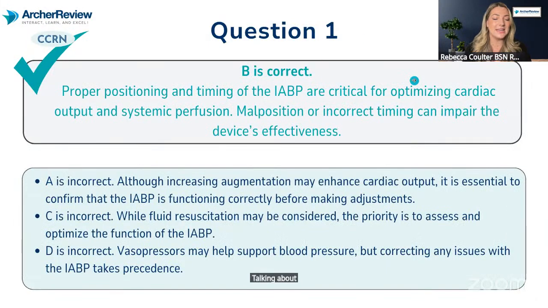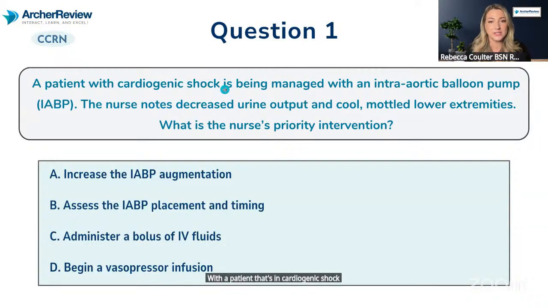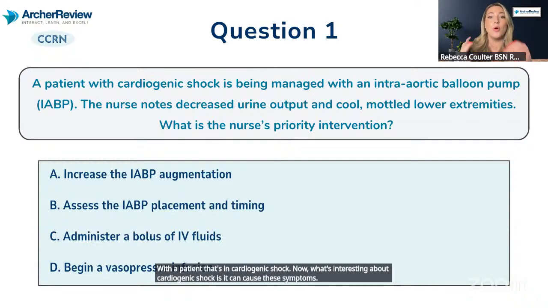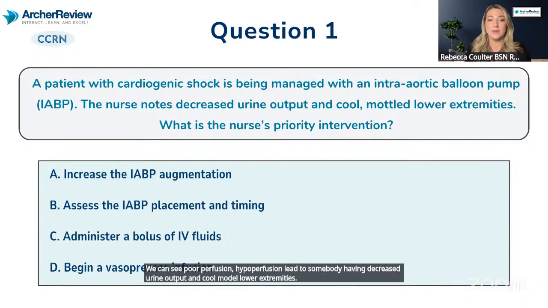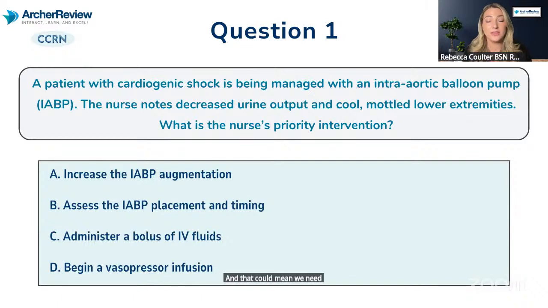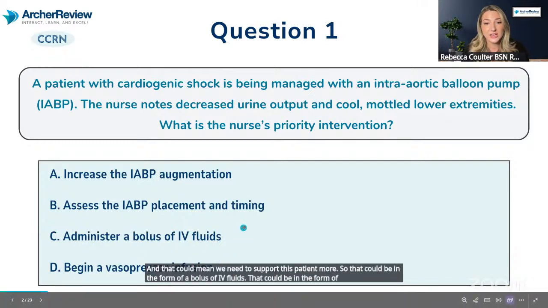So B is correct. What we saw in this question, I'm going to come back here to the question. We see this decreased urine output and cool, mottled lower extremities with a patient that's in cardiogenic shock. Now, what's interesting about cardiogenic shock is it can cause these symptoms. We can see poor perfusion, hypoperfusion, lead to somebody having decreased urine output and cool, mottled lower extremities. And that could mean we need to support this patient more. So that could be in the form of a bolus of IV fluids. That could be in the form of beginning a vasopressor infusion.